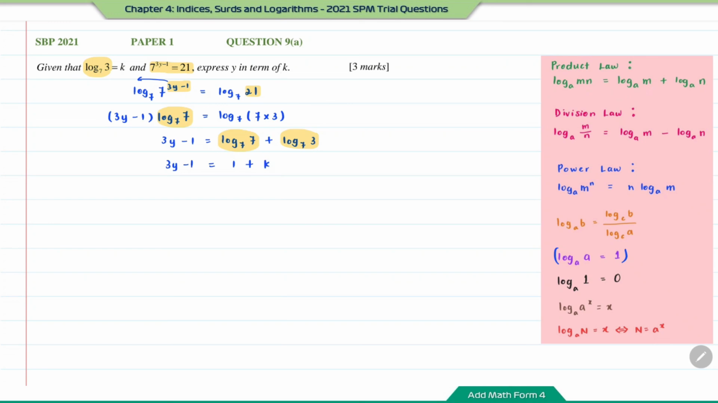So now I want to have y as the subject of the formula. So I'm going to move this number 1 to the other side. So 3y will equal 1 plus 1, which is equal to 2, plus k on the right hand side here. So y is equal to (2 plus k) over 3. So this is y in terms of k.